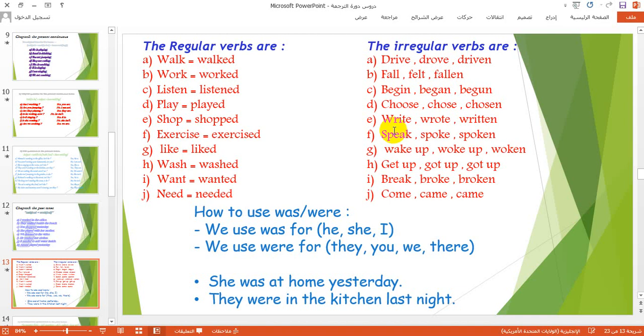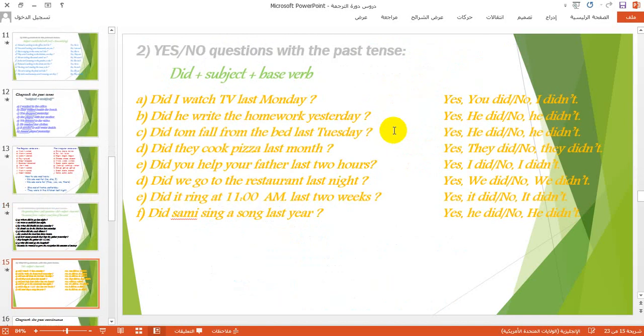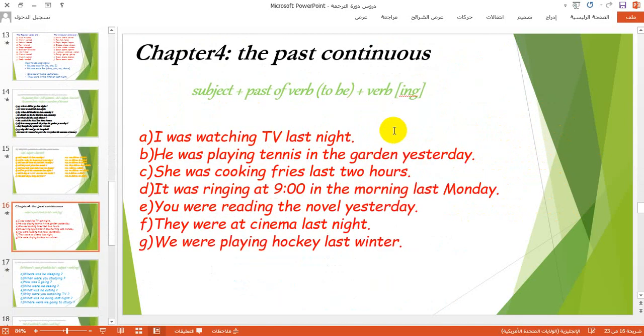Okay, let us move to chapter 4, which is the past continuous. The form of the past continuous is the subject plus the verb to be plus the verb with -ing. As you see here, the verb with -ing is similar to the present continuous, but there is a difference in one point. The verb to be in the present continuous is am, is, or are: are for the plural pronouns and is for the singular pronouns.